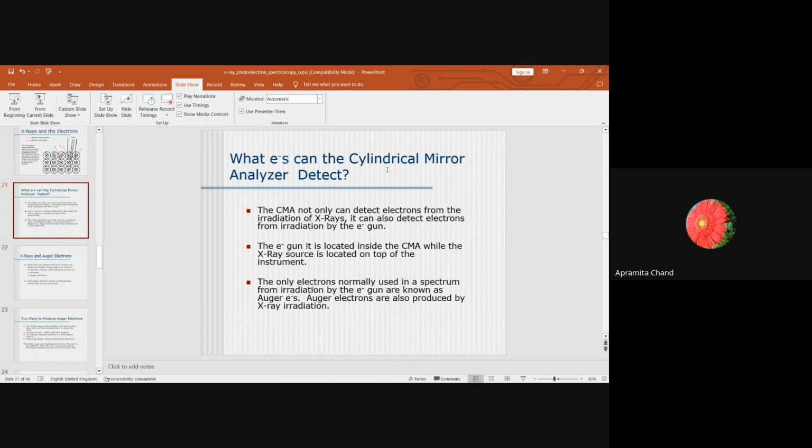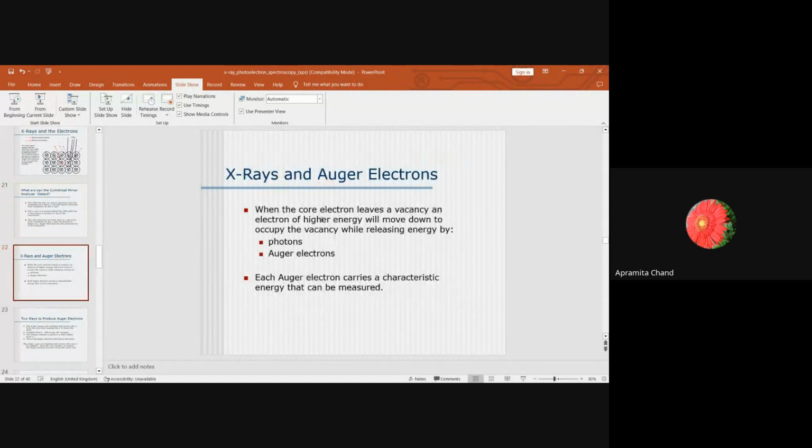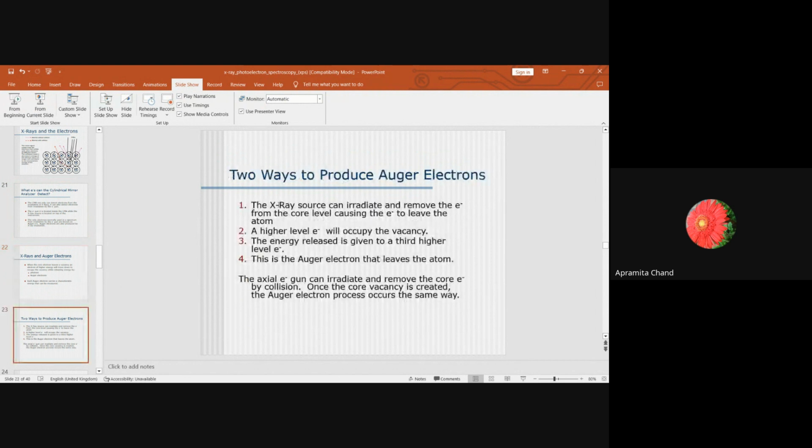of the instrument. And the only electrons which are normally used in a spectrum from irradiation by the electron gun, they are known as the Auger electrons. Okay, they are known as the Auger electrons, and they are also produced by the X-ray irradiation. So when the core electron leaves a vacancy, the electron of higher energy will move down to occupy the vacancy while releasing energy by X-ray photons and the other is Auger electrons. So each Auger electron carries a characteristic energy which can be measured.